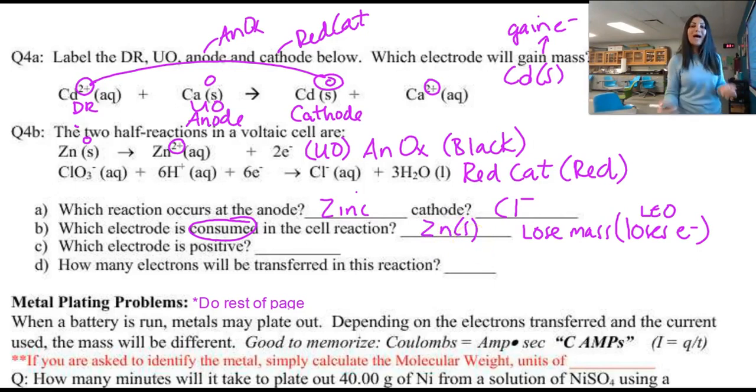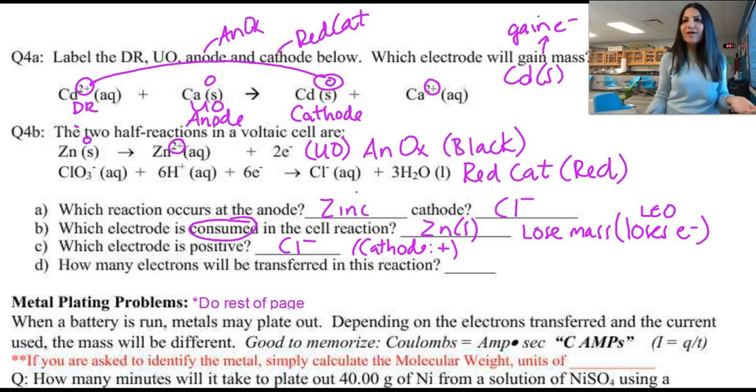Which electrode is positive? Well, positive is the cat, right? Like a cation is positive. So our cathode is going to be positive. Which one's our red cat, our cathode? Should be the Cl-.